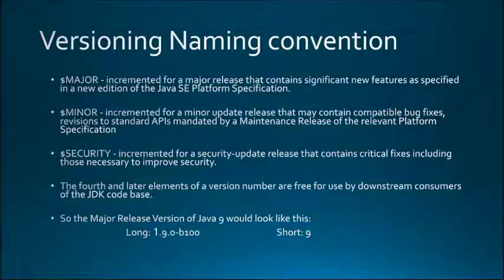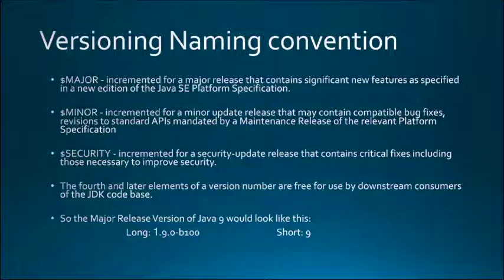Unfortunately, going forward into next year, your major is pretty much going to be the year. Minor increments for a minor update. These could be bug fixes, could be security fixes, or maintenance releases. Again, that will be the month with the way they're currently doing it. However, if you download security patches or things like that, they'll still follow these patterns.